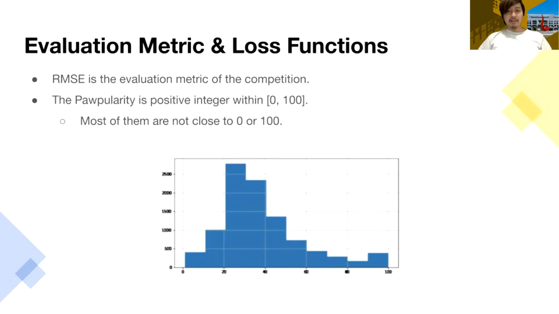And here is the distribution of the target values. You can see they are positive integers within 0 and 100. And most of them actually are not close to 0 or 100. They are mostly clustered between 20 and 30.